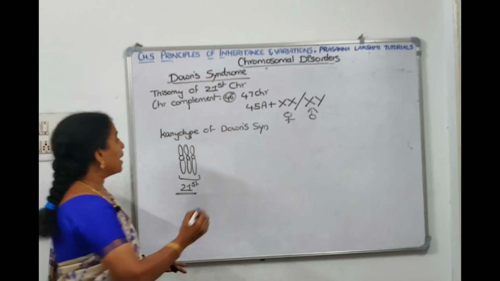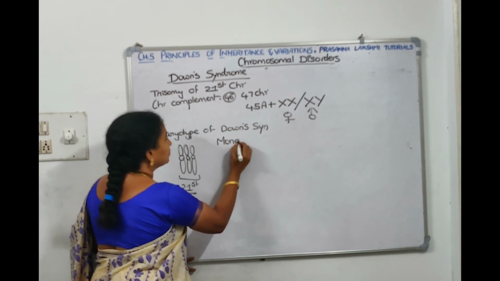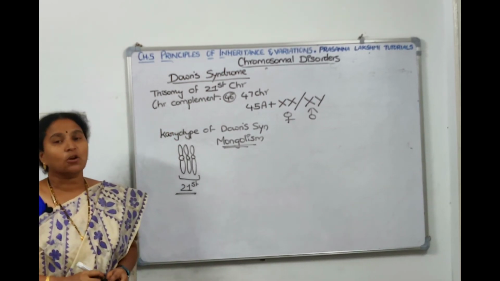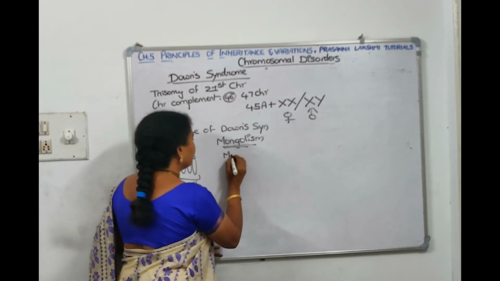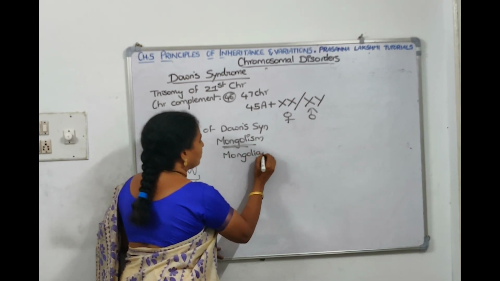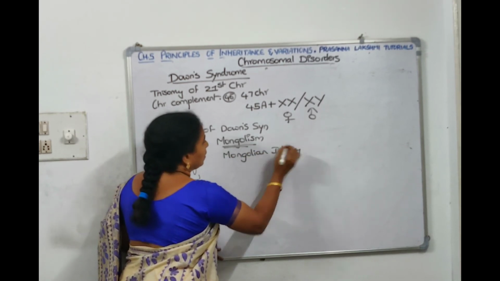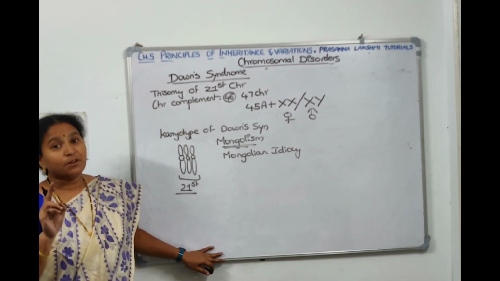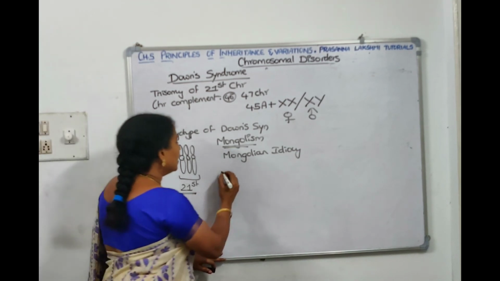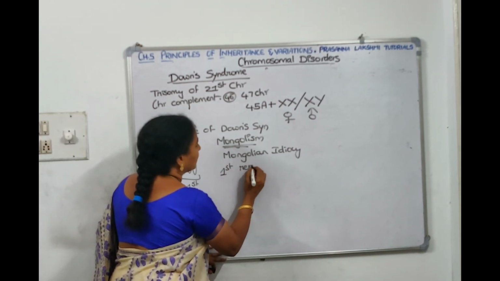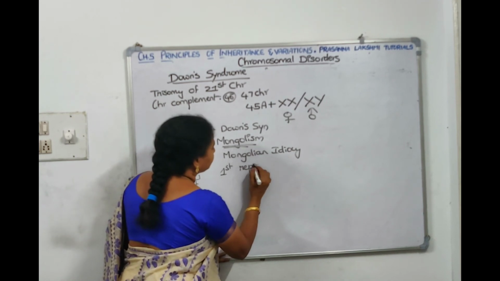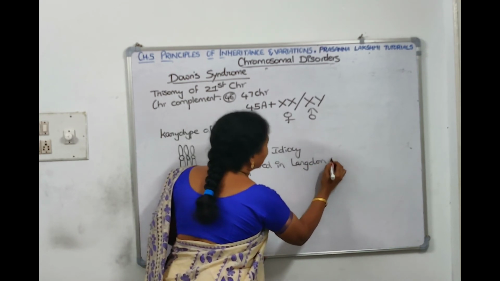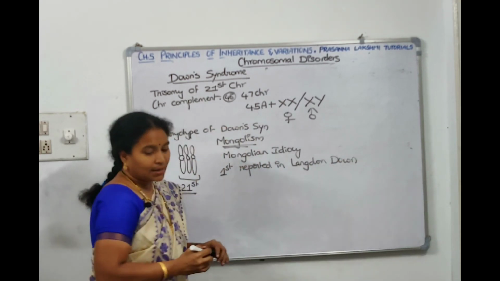It is also called Mongolism. The face appears like a Mongolian face. It is called Mongolism, or it is also called Mongolian idiocy. It's called Down syndrome. It is 21st chromosomal trisomy. It was first reported in a scientist called Langdon Down.